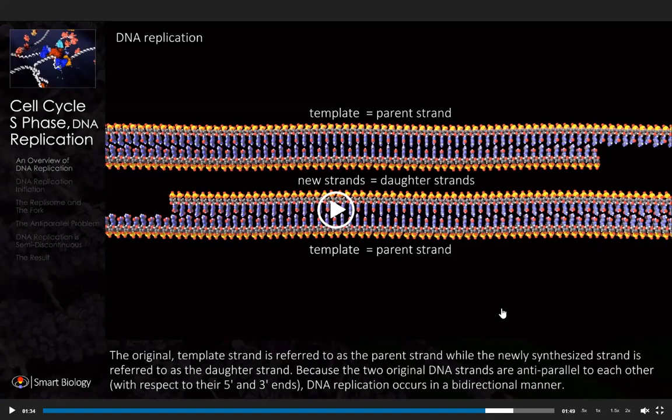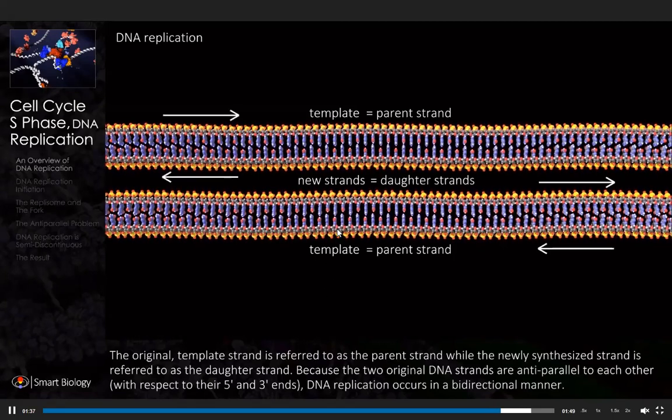But this gives a conundrum, which we will address later on, because the two strands of the DNA are anti-parallel to each other. If I were to label this upper strand 5' to 3', this lower strand will be 5' to 3' in the opposite orientation. So because the two strands are anti-parallel, DNA replication will occur in a bidirectional manner in a very, very unique and special way.